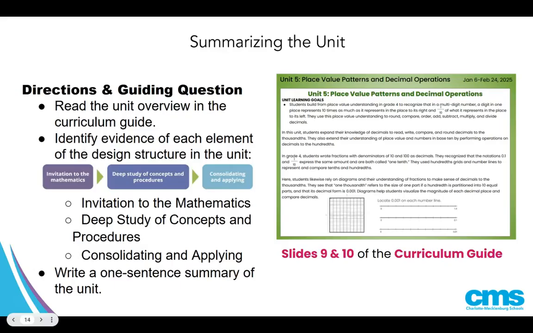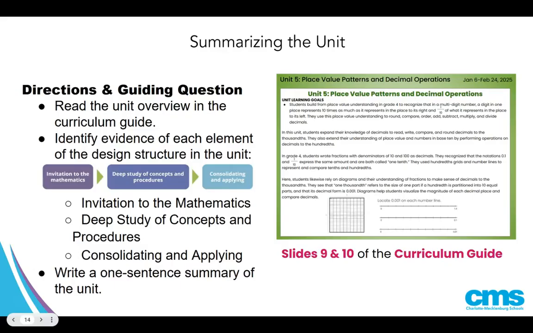In this unit, students expand their knowledge of decimals to read, write, compare, and round decimals to the thousandths. They also extend their understanding of place value and numbers in base 10 by performing operations on decimals to the thousandths. Students use diagrams and their understanding of fractions to make sense of decimals to the thousandths. Diagrams help students to visualize the magnitude of each decimal place and compare decimals.